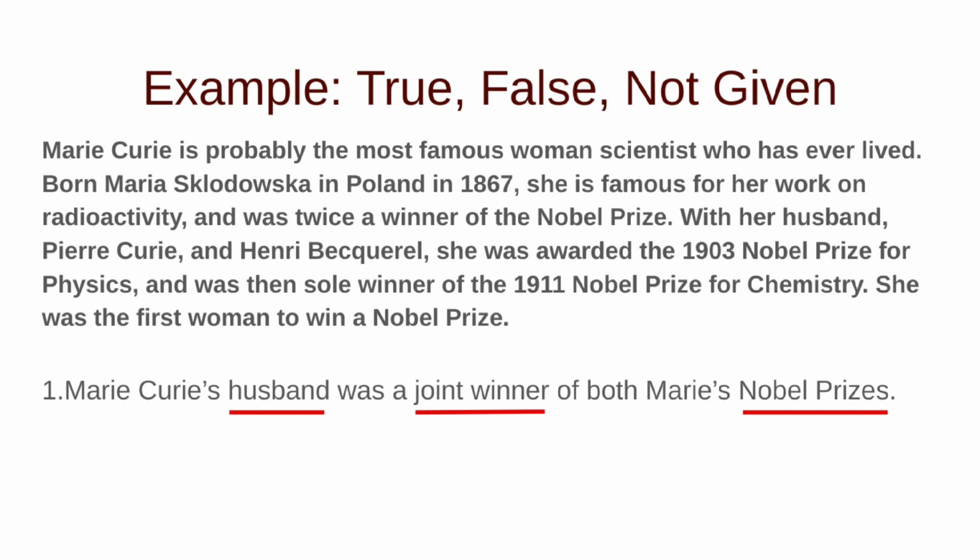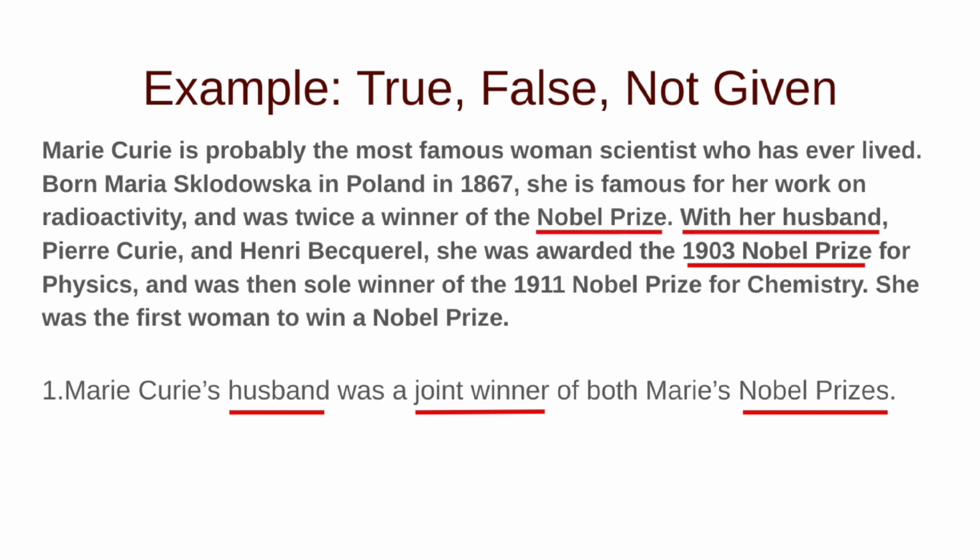So what we're going to do now is quickly scan the text looking for a keyword. We're going to use the keyword Nobel Prizes or Nobel Prize. If we look quickly through the text, we can see it here, Nobel Prize. Here we see another keyword, with her husband. So we've got the keywords from the statement, Nobel Prize and husband. And here the text says, with her husband, Pierre Curie and Henri Becquerel, she was awarded the 1903 Nobel Prize. So we know that her husband was a joint winner of the 1903 Nobel Prize with Marie Curie.